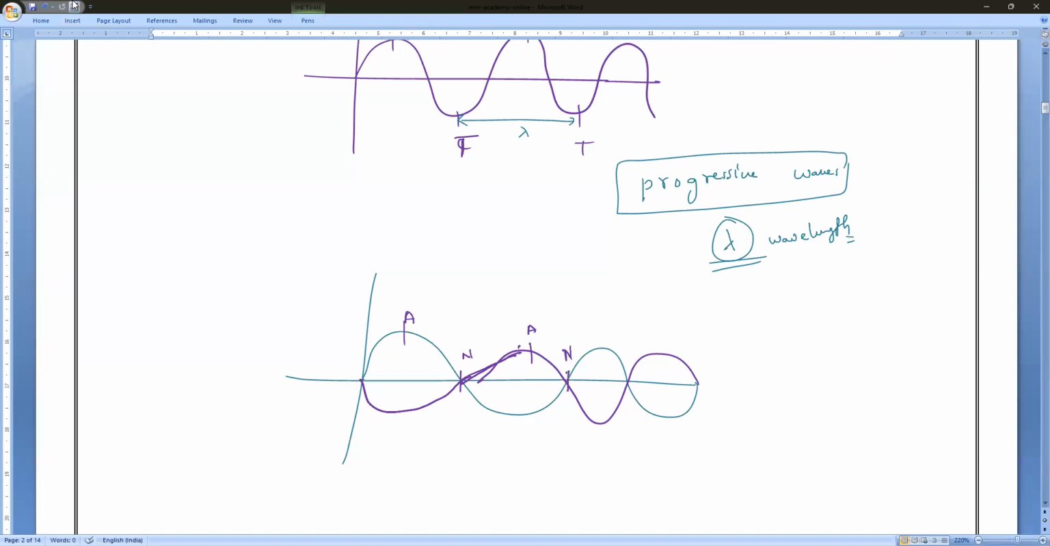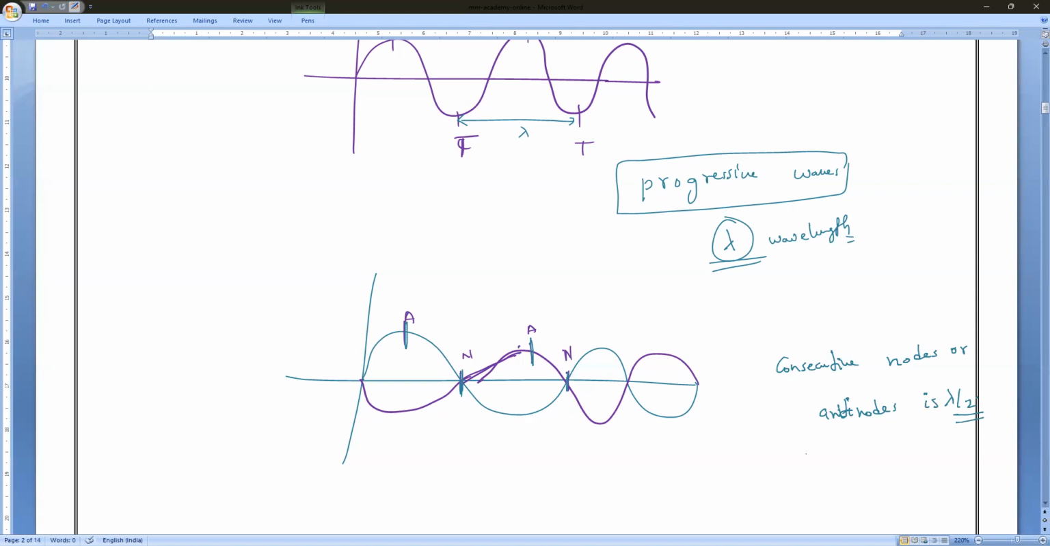Here, please remember, you can take it down also. The distance between two consecutive nodes or antinodes, please remember, is not lambda. What is it, everybody? Yes, please. The distance between two consecutive nodes or antinodes is lambda by 2.